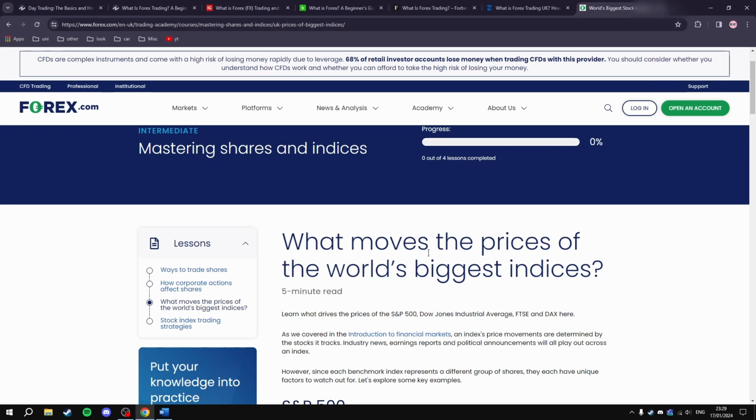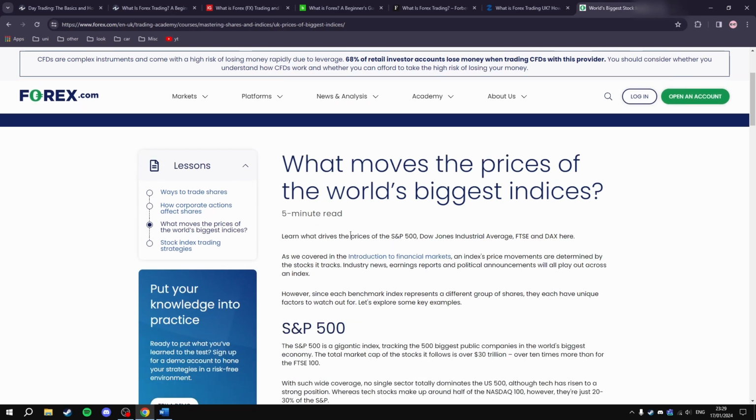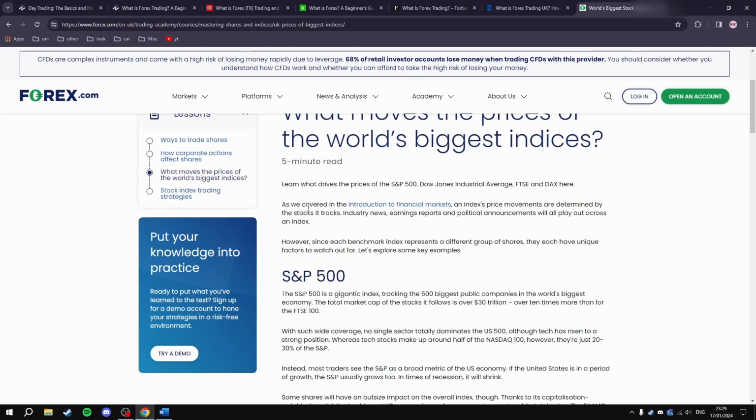Right, okay, what moves the prices of the world's biggest indices? Learn what drives the prices of the S&P 500, Dow Jones Industrial Average, FTSE and DAX here. As we covered in the introduction to financial markets, index price movements are determined by the stocks it tracks. Industry news, earnings reports and political announcements will all play out across an index. However, since each benchmark index represents a different group of shares, they each have unique factors to watch out for. Let's explore some key examples.